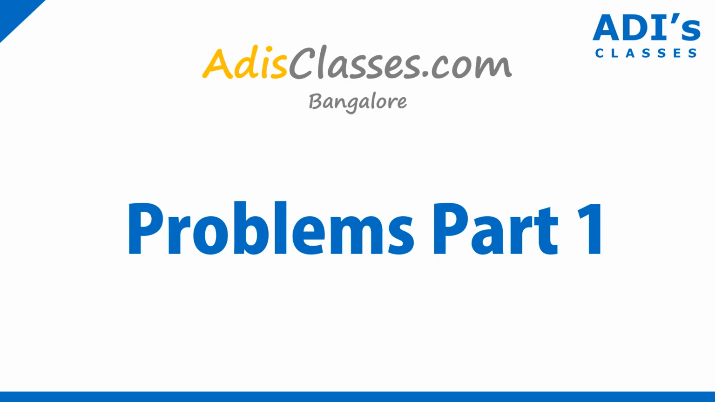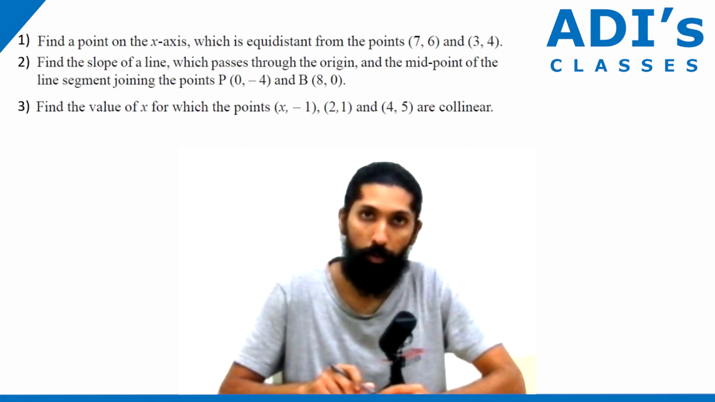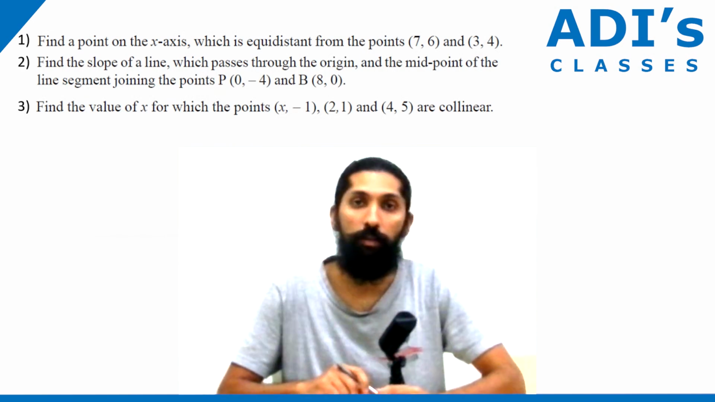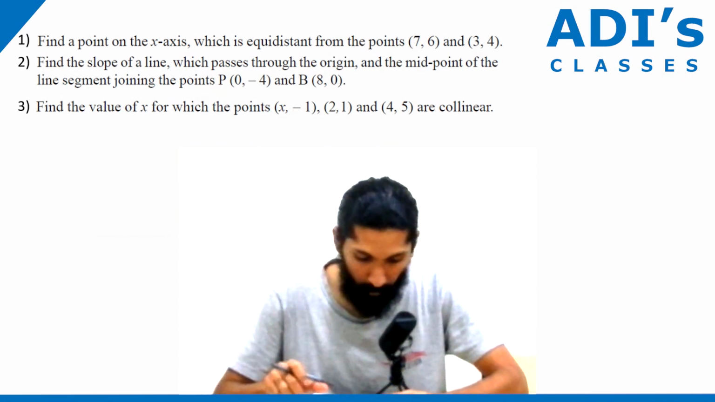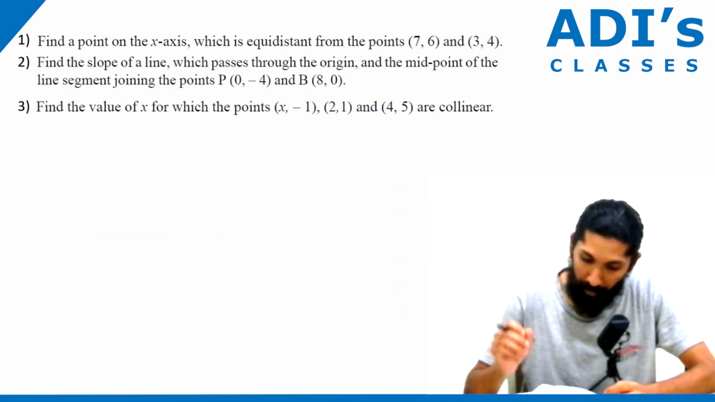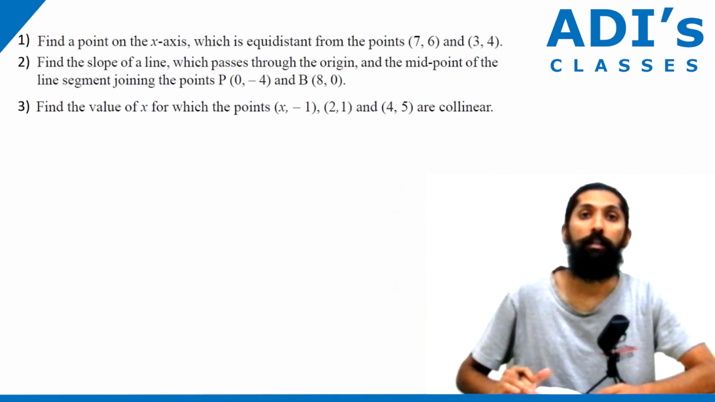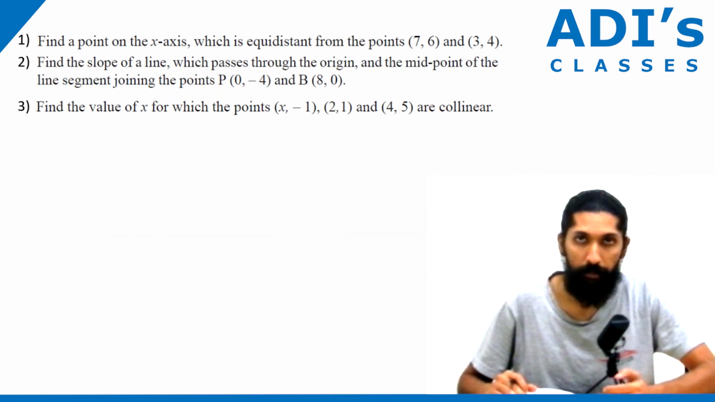In the previous videos, we have discussed slope and different properties of slopes, correct? Now let's solve a few problems based on that. Look at the first one. Find a point on the x-axis which is equidistant from the points (7, 6) and (3, 4). This is nothing but the midpoint formula, isn't it?